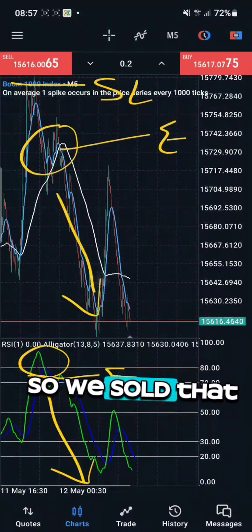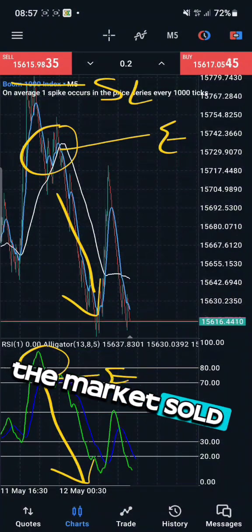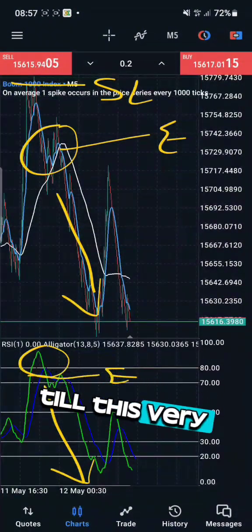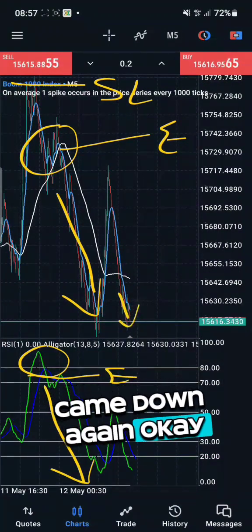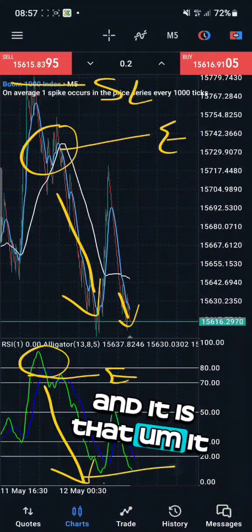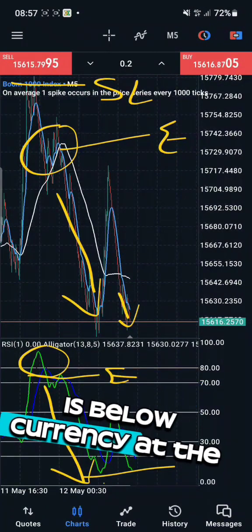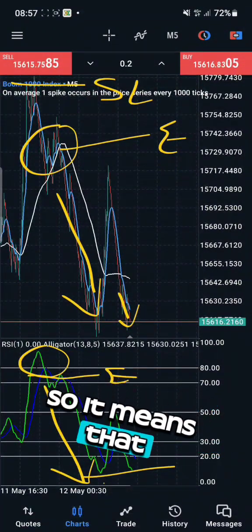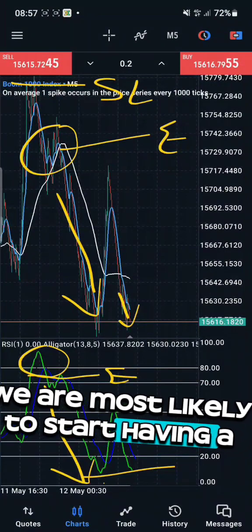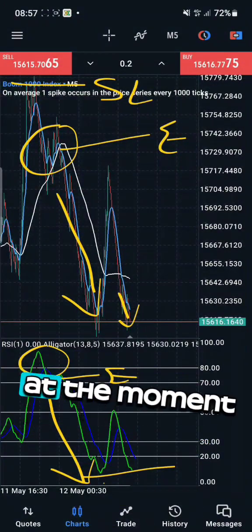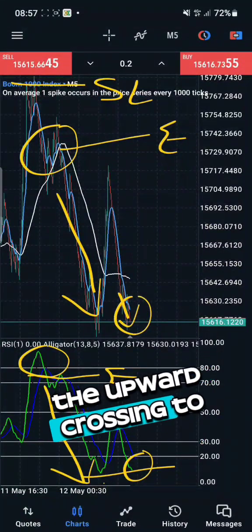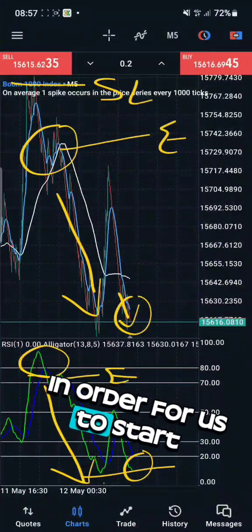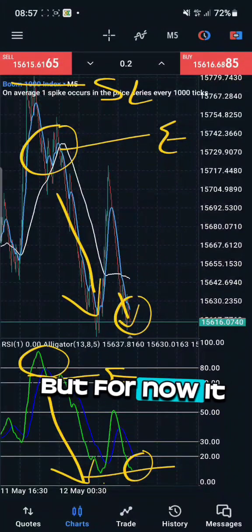So we sold. That is why the market sold from there till this very moment. It had a little pullback but still came down again. It is below 20 at the moment, so it means that we are most likely to start having a buy order. But we need the upward crossing to happen in order for us to start buying. For now it is still selling.